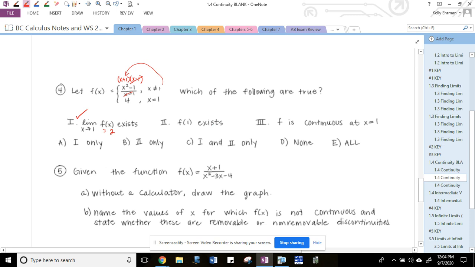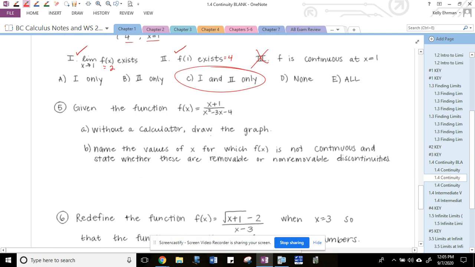F of 1 exists. F of 1 is defined right here as 4. So yep, that's true. F is continuous at 1. Well, the limit value 2 did not match the function value 4. So 3 is not true. So I'm looking for 1 and 2 only, which would be C.